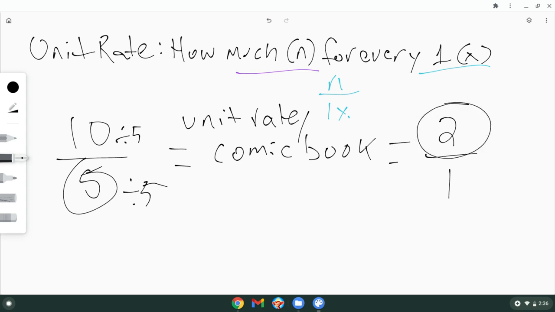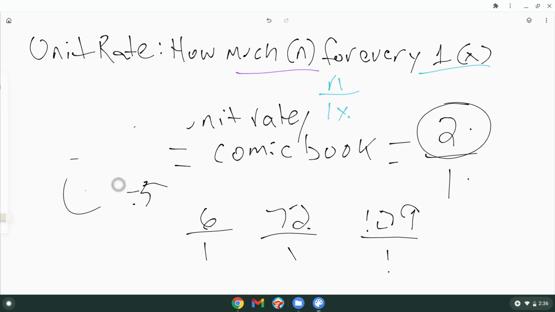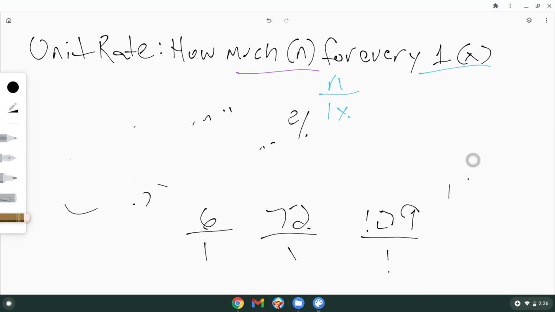Because remember, all whole numbers, whether it's 6, 72, 109, they all have that 1 as the denominator, right? We don't typically list that, but when we're doing unit rates, we are showing that proportion. So for every $2, I get 1 comic book. That's in this case. Now it can definitely change depending on what it is you're buying or passing out or whatever it is.